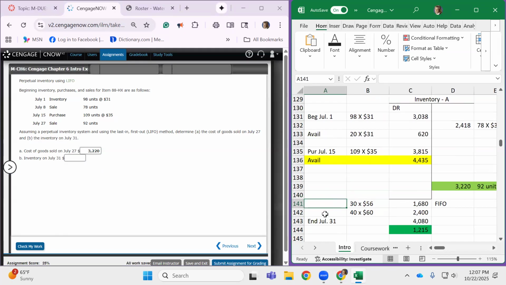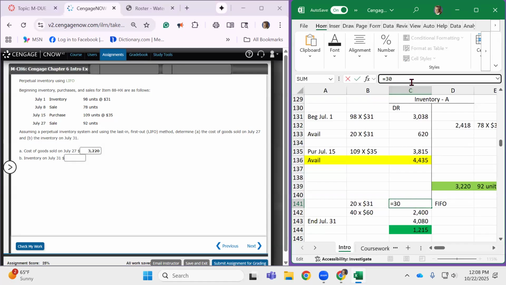Now here's the thing. Did we get rid of all of these first costs? No. There's still 20 here, right? Yep. So we've got to put those 20 down here. They're still waiting in inventory at their $31 cost. And once a cost changes, you cannot combine them with another cost. So our $31 cost tier cannot be combined with our $35 cost tier.